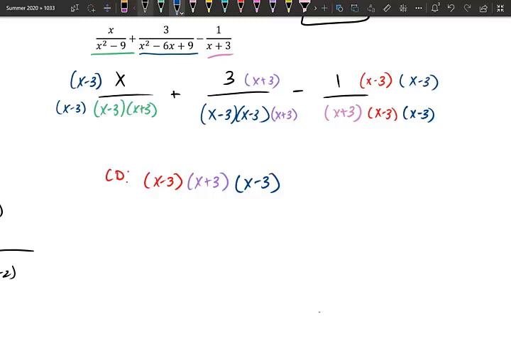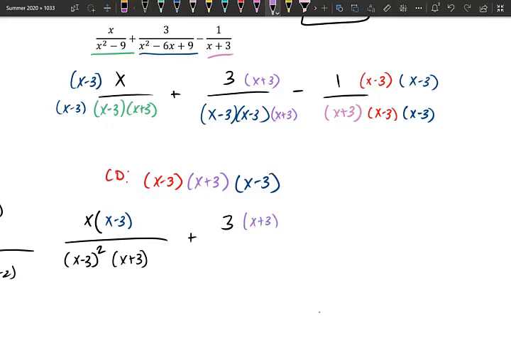All right, so let's simplify this. On top, we have x times x minus 3 over our denominator. How many x minus 3's do we have? 2. So I'm going to write 2 now. And that's plus 3 times x plus 3 over our denominator. And that's minus x minus 3, x minus 3 over our denominator.